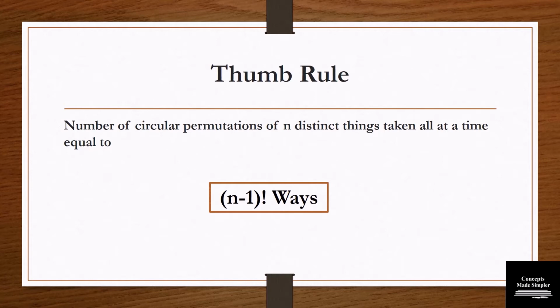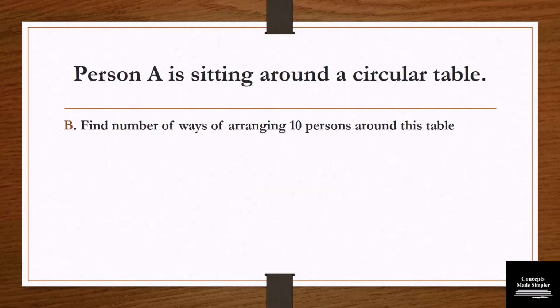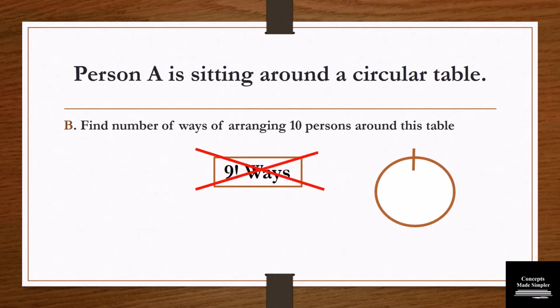Now let's jump into the next question. Person A is sitting around a circular table. Find the number of ways of arranging 10 persons around this table. Now, the very first instinct, you will give the answer as factorial 9 ways. Well, this is absolutely incorrect. You need to remember that there is already one person sitting at the table. So that arrangement would not work, but the solution would be 10 factorial ways. So always remember to read the questions very carefully while solving questions on permutations and combinations.